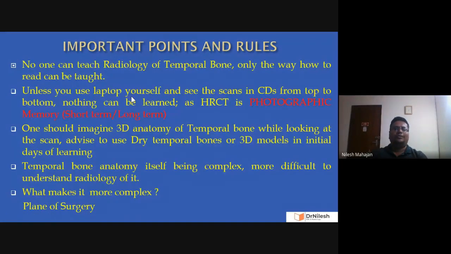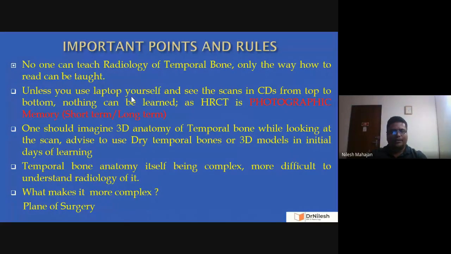Then one should imagine the 3D anatomy of the temporal bone while looking at the scan. In the beginning, if you want to correlate structures in the radiology scan, you can use dry temporal bones, which are easily available in departments and educational academies. Everywhere dry temporal bones will be available. You can bring them with you and correlate how they look in the HRCT temporal bone.